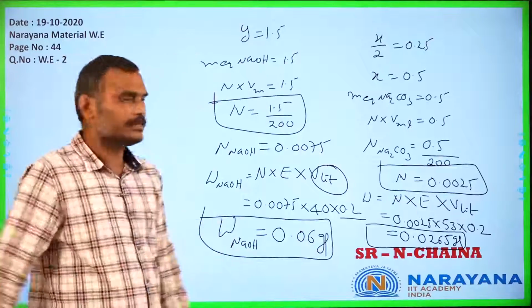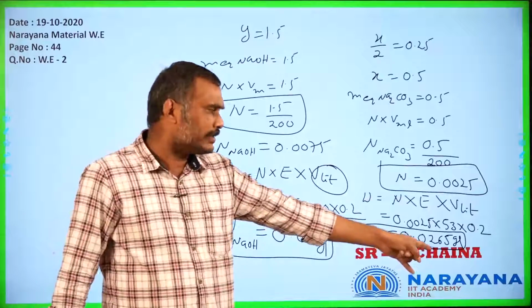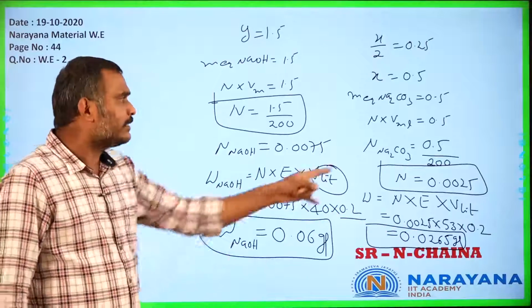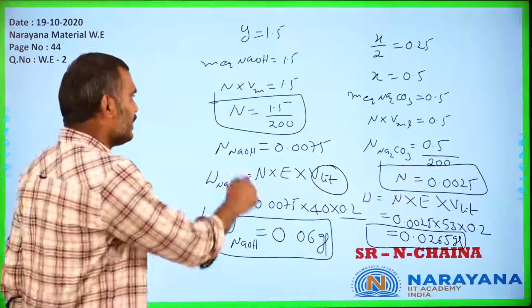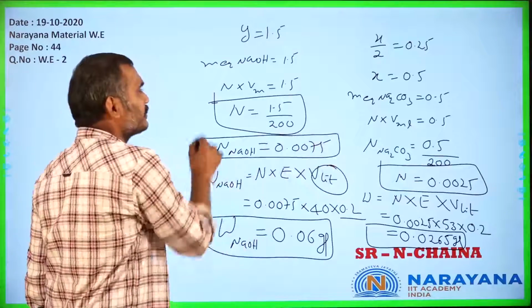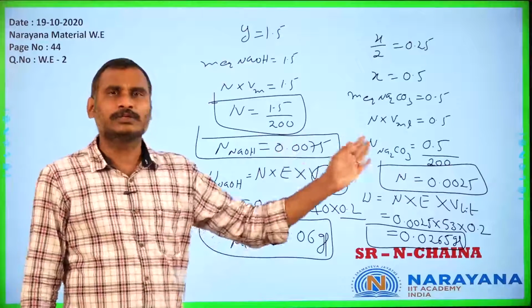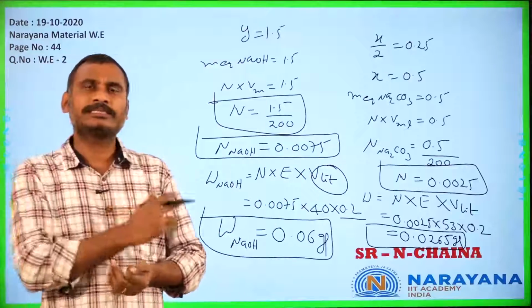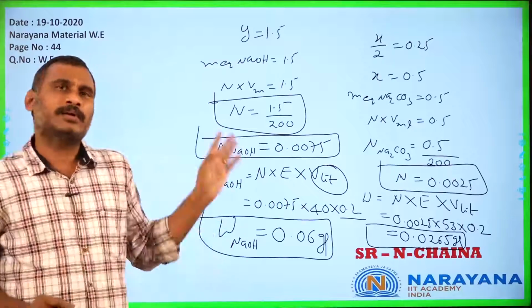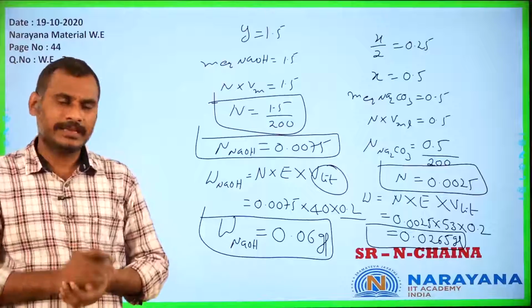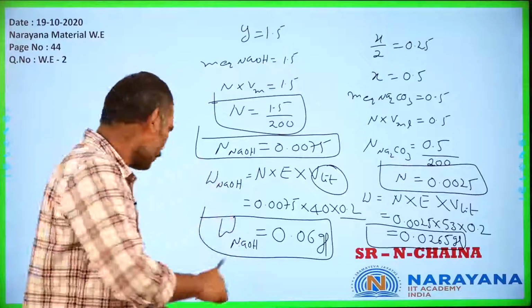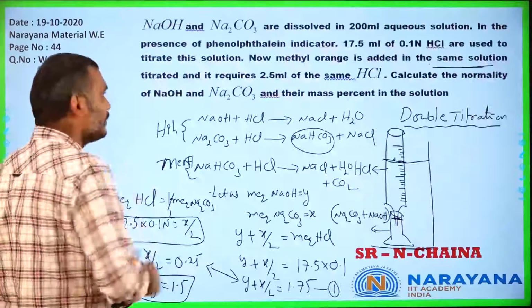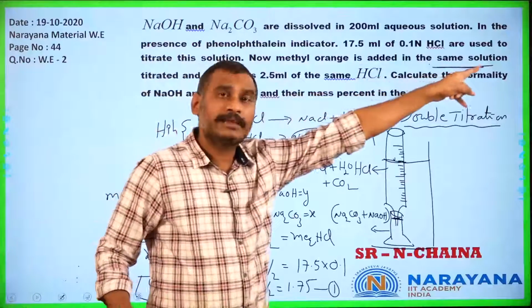You observe the logic? So, weight of the sodium carbonate and weight of the sodium hydroxide, normality of the sodium carbonate and the normality of the sodium hydroxide, whatever the things they asked you, you have found out. This is the way you can apply the double titration. Here, the important logic in the above question, whatever the given question, is the same solution.